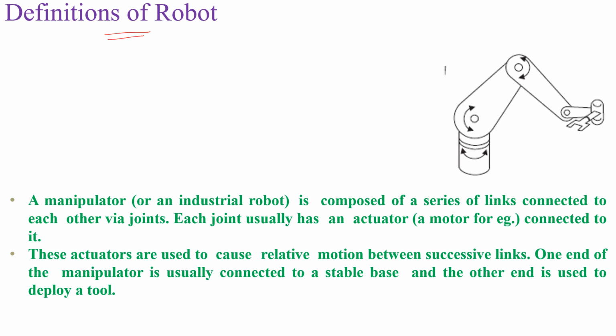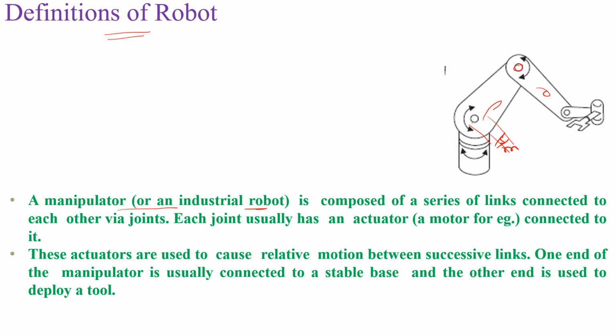So a robot, that is a manipulator or industrial robot, is composed of a series of links. So this is one link, this is one link. Then they are connected via joints. So this is called a joint. And each joint has an actuator. The actuator is a motor, and we have a sensor also. So this is how the manipulator is defined.